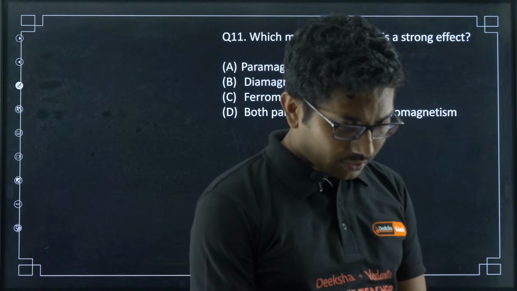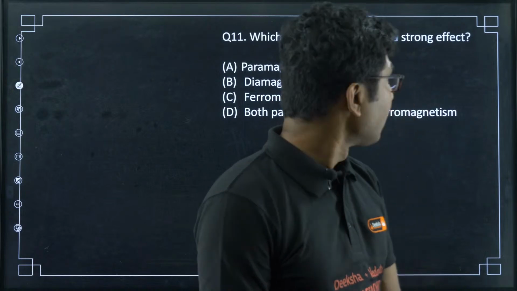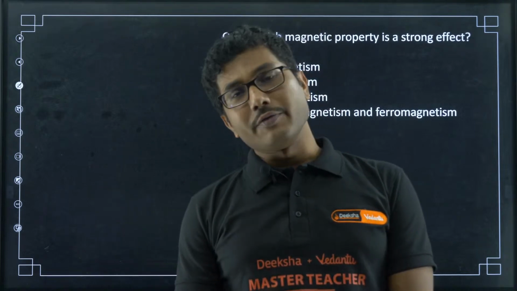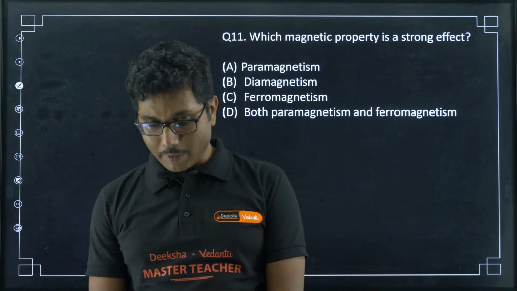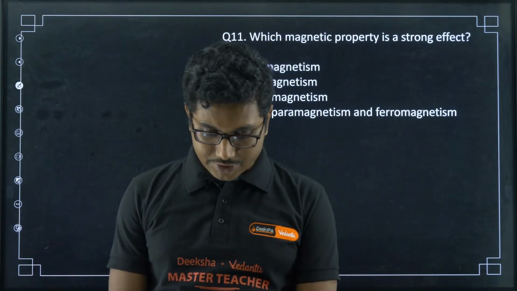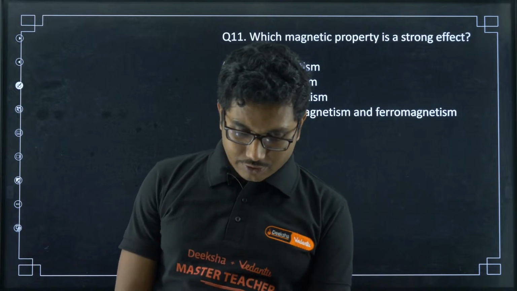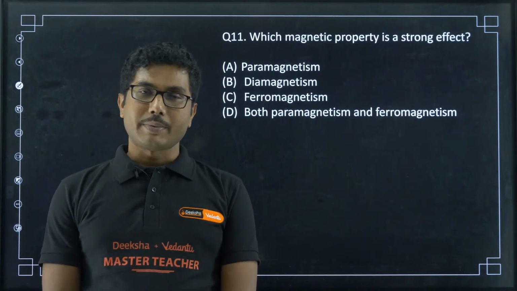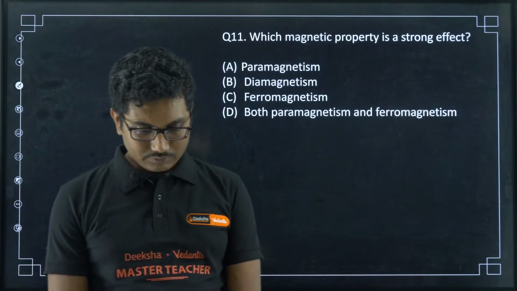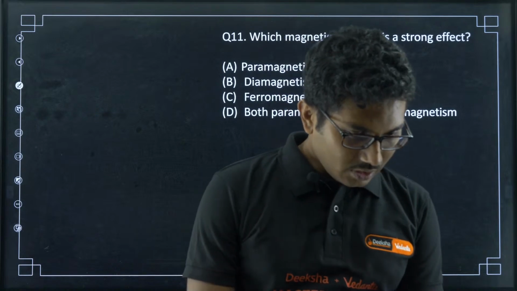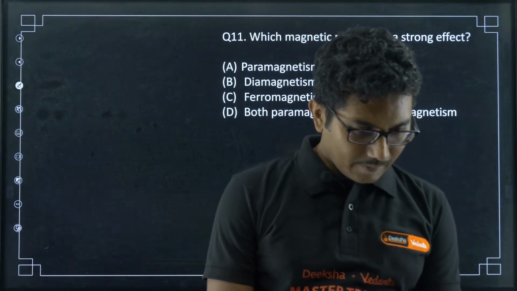Hysteresis is possible only for ferromagnetic substances. Hysteresis is not possible for dia or paramagnetic substances. Okay, you can check the hysteresis loop when it becomes a ferromagnet. Sorry, they are answering.